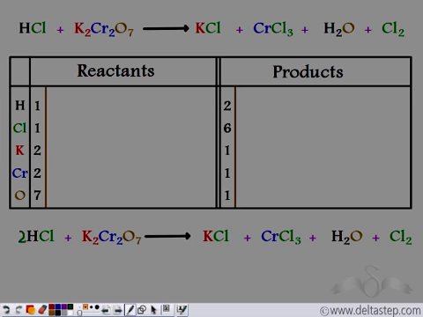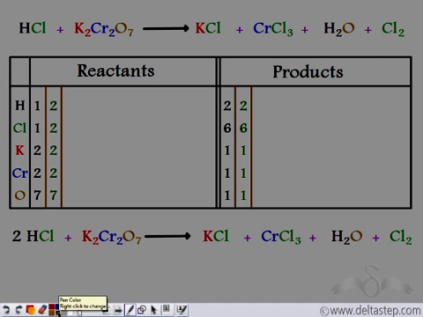So when we take 2 molecules of HCl, we get 2 atoms of hydrogen, 2 atoms of chlorine, and this remains the same. So we have 2 atoms of potassium, 2 atoms of chromium, and 7 atoms of oxygen. On the product side we have not made any change, so the number of atoms remains the same. Okay. So now our hydrogen is balanced. What do we see next?